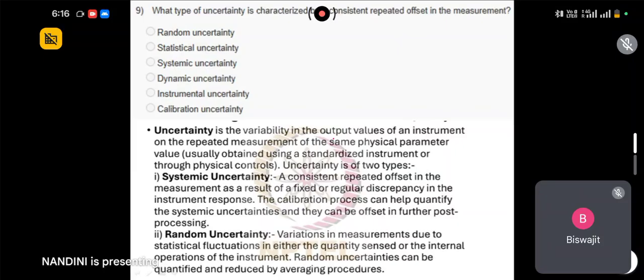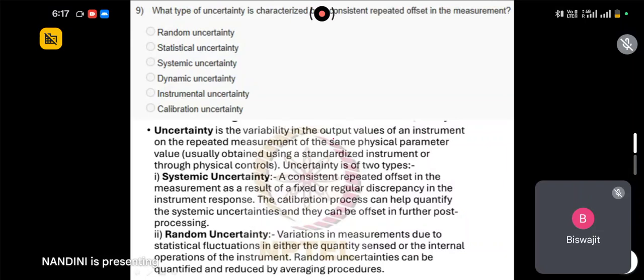So the variability when we take repeated measurements is basically known as the uncertainty. This uncertainty can be due to different reasons. The first one is systemic uncertainty, which is a consistent repeated offset in the measurement, like a plus two is added each time we take a measurement, or something like that.